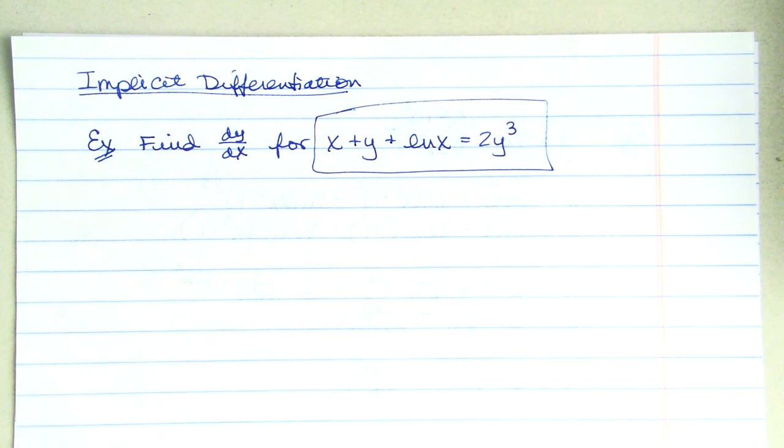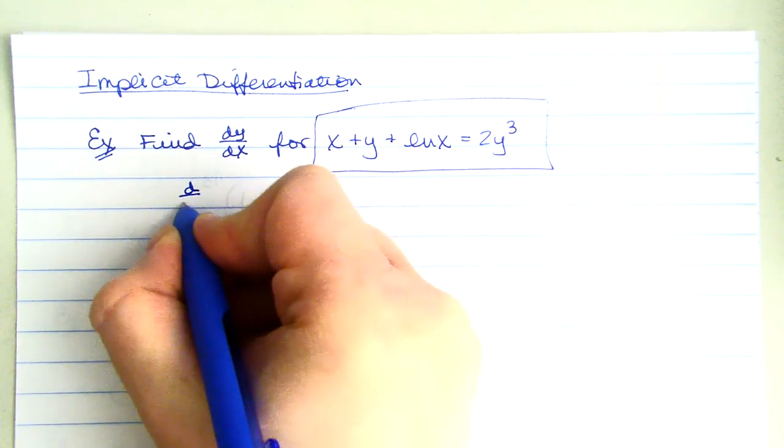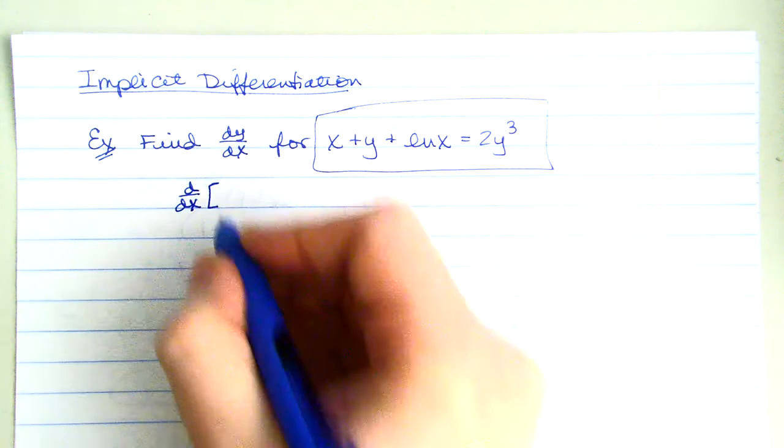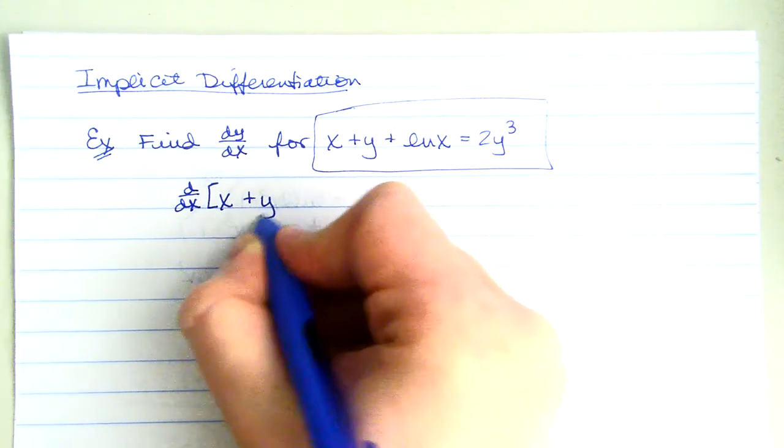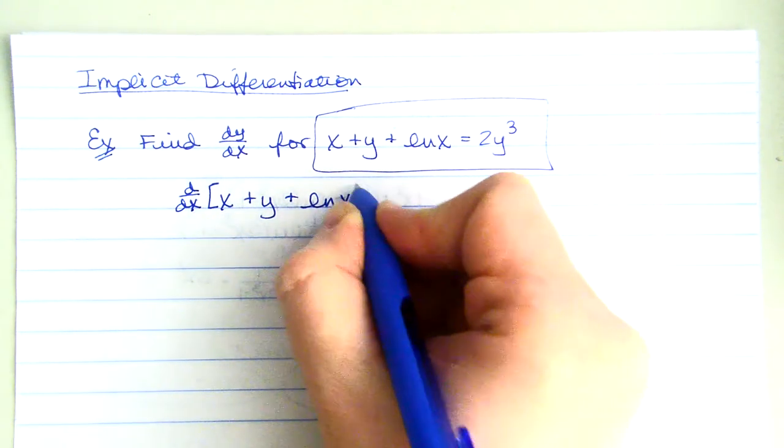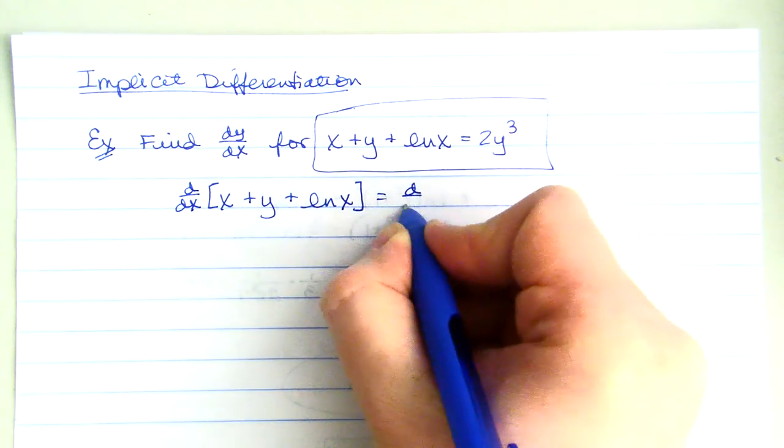So I hope you saw what that graph looked like. Clearly there are slopes in different places. I want a formula that will find the slope. Well, the way implicit differentiation works, remember, is we're going to go find the derivative of the left side, and we're going to go find the derivative of the right side.